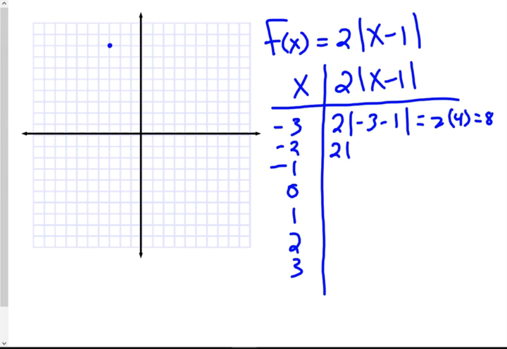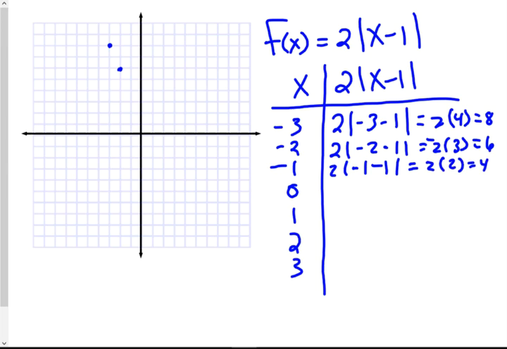2 times absolute value of negative 2 minus 1. So negative 2 minus 1 is negative 3. 2 times 3 is going to be 6. So that's negative 2, by the way. Negative 2 on the left, not right there, but negative 2 on the left goes to 6. And then 2 times absolute value of negative 1 minus 1, which is 2 times positive 2, which gives us 4. So negative 1 goes to 4.